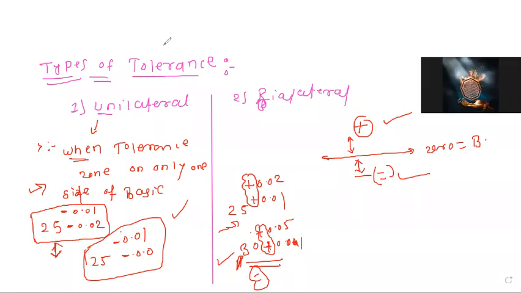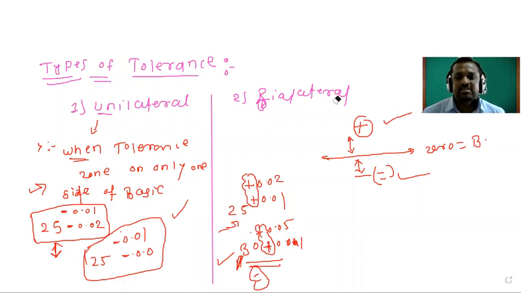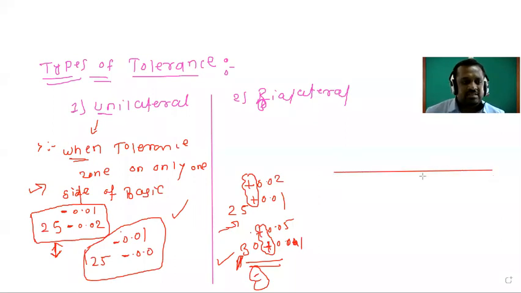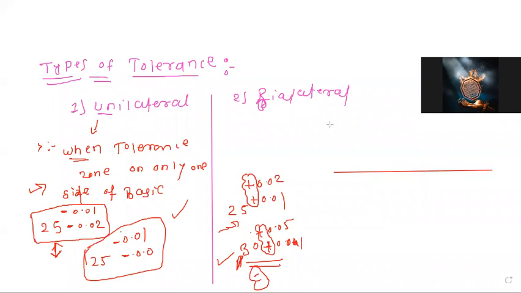Then how to show the unilateral tolerances graphically? Okay, how to show the graphical representation of that unilateral tolerances? Just see here, suppose I have drawn one line. This is called the basic line or zero line. This is one reference line I'm going to draw.